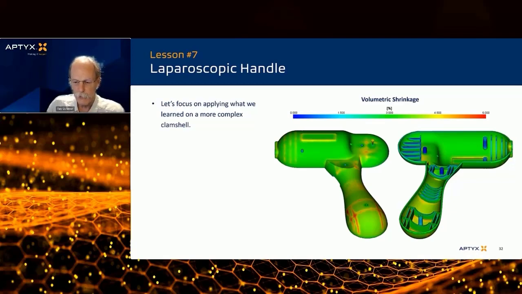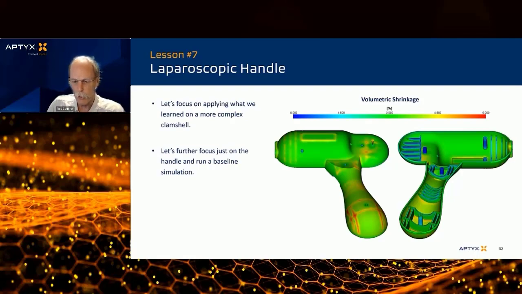All we did with this particular handle was focus on the handle portion of this clamshell. We focused on the handle portion and not the head being up here. We just focused on this handle. As you can see, this is a volumetric shrinkage slide looking down both directions, cavity side, core side. You'll notice on the cavity side, there's some red bands in there. Of course, that's where the ribs meet the wall.